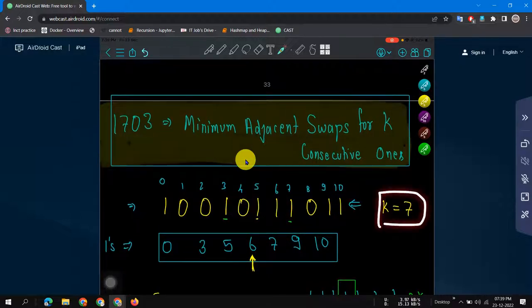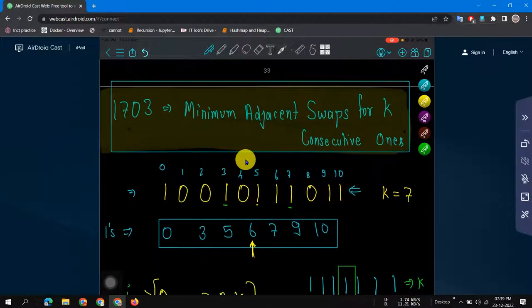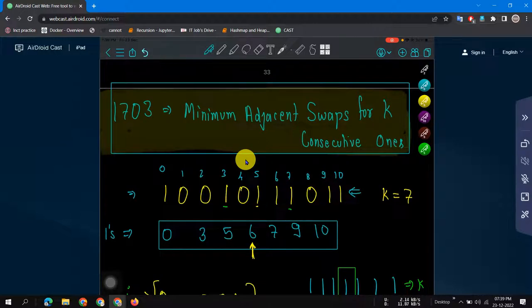So I will explain how I actually solve this problem very easily, right? So let's say k equal to 7, and we are given an array, right? So what we have to do here is collect 7 consecutive ones, right? I can collect them like 1 1 1 1 1 1 1. I can collect right here, I can collect anywhere, right? I can collect anywhere.